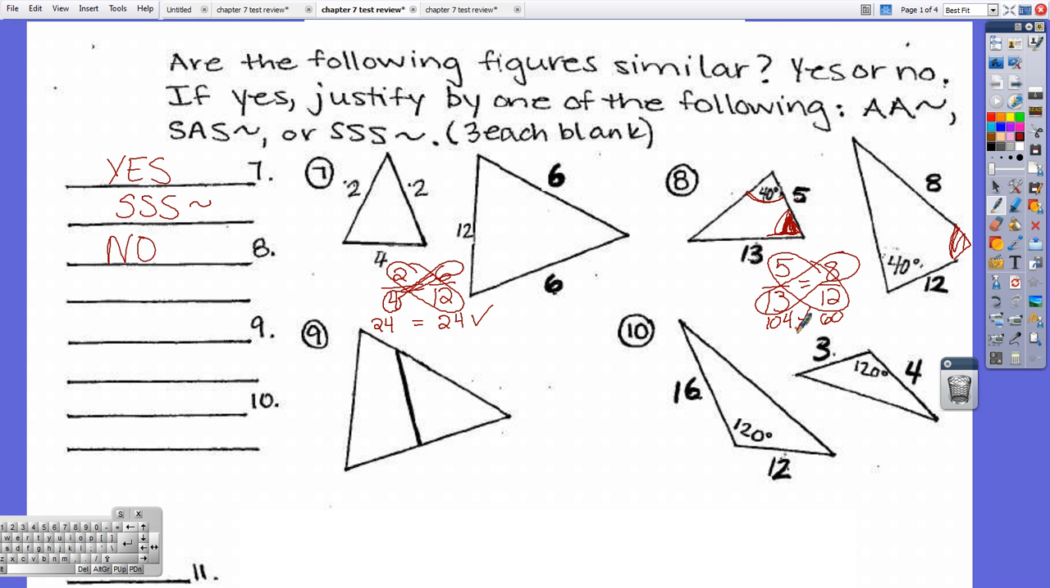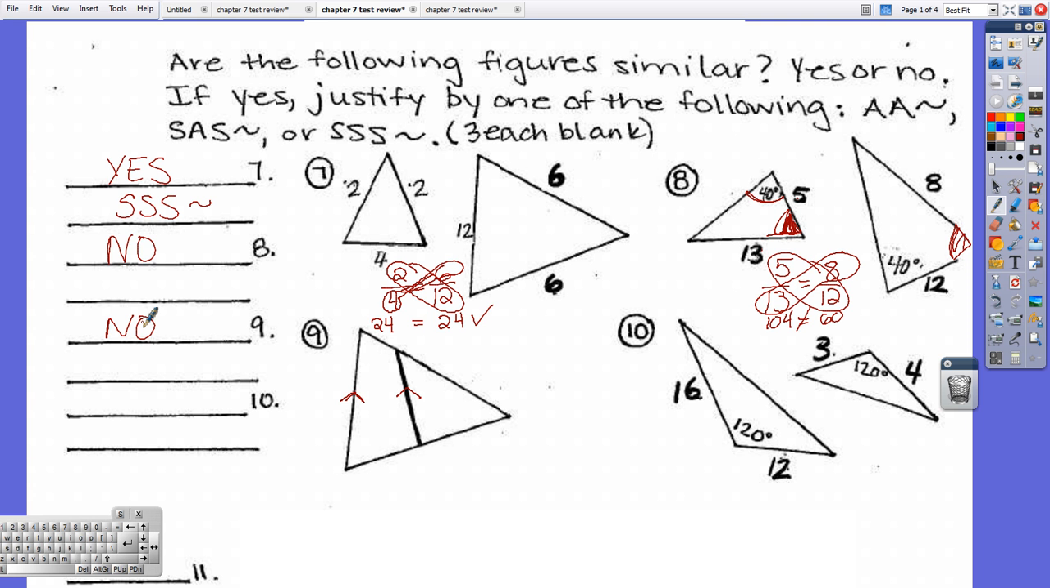Number 9. In order for these to be similar, these two lines have to be parallel. But it doesn't have an arrow showing that they're parallel, so the answer is no. Okay? If it said the sides were parallel, then the answer would be yes, but these are not parallel. So the answer is no.